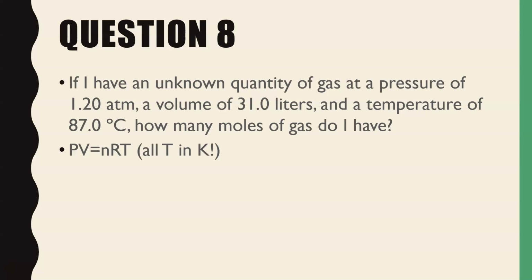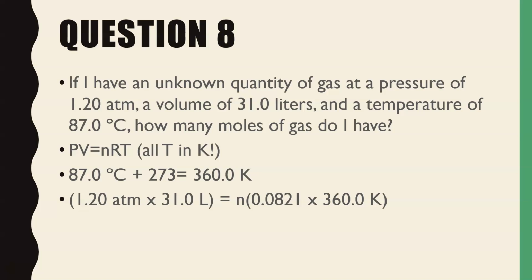Something that may have tricked you up on this one is, once again, remember all temperatures need to be in Kelvin. So my first step was to convert my temperature to Kelvin. So I took my 87 degrees Celsius, added 273 to get 360.0 Kelvin. From there, I plug into my formula where I have my pressure of 1.20 atmospheres times my volume of 31 liters equaling n, my number of moles that I'm trying to solve for, times R, which is my constant, 0.0821, times my temperature, which in this case was 360 Kelvin. Once I get n on a side by itself, I should have gotten my 1.26 moles.